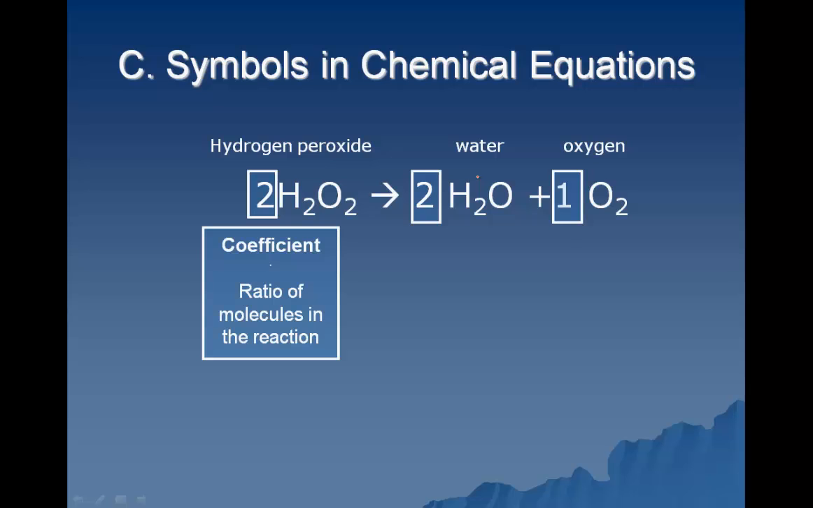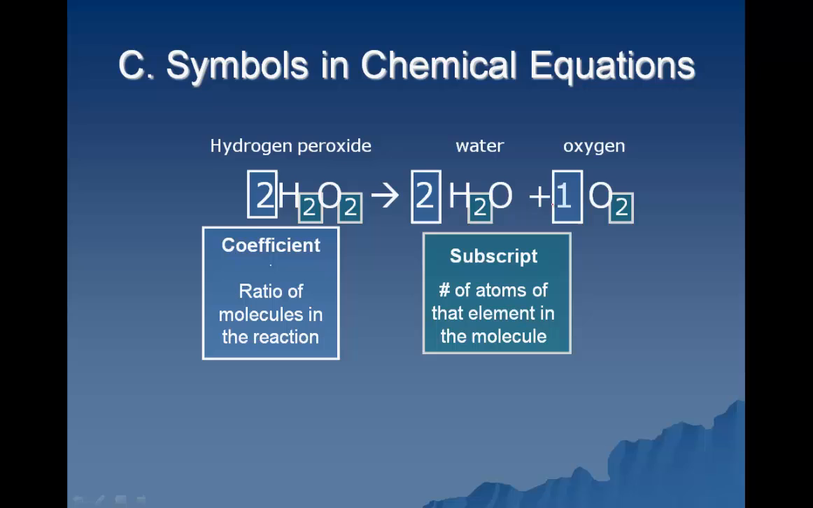So let's first talk about these numbers in front of the chemical symbols. Those are called coefficients. They show the ratio of the molecules in the reaction. So two hydrogen peroxides turn into two waters and one oxygen. Those coefficients are what we'll use to balance equations later this week.